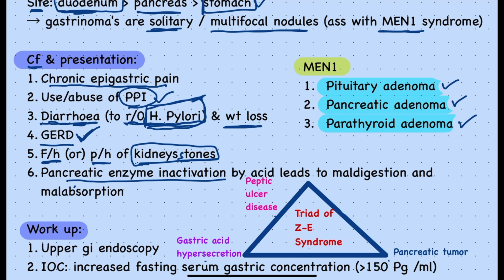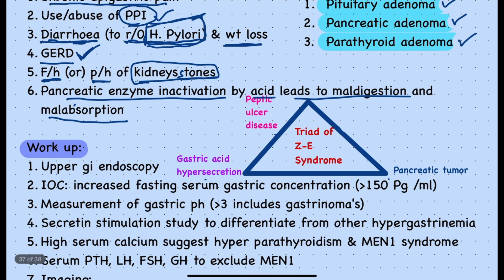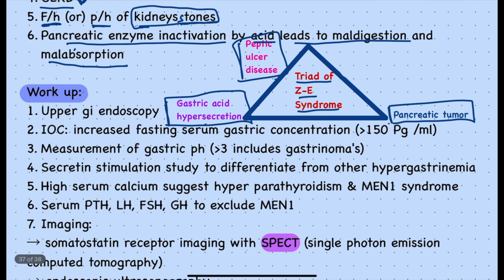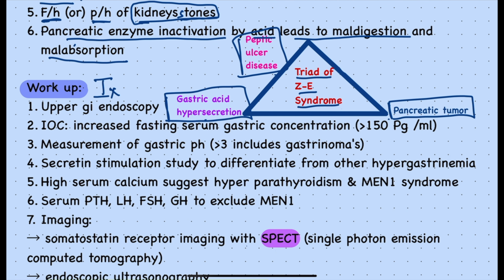Pancreatic enzyme inactivation by acid leads to maldigestion and malabsorption. Next, we go to the term called the triad of ZE syndrome, which includes peptic ulcer disease, gastric acid hypersecretion, and pancreatic tumor. Next, workup, which can also be called investigations.